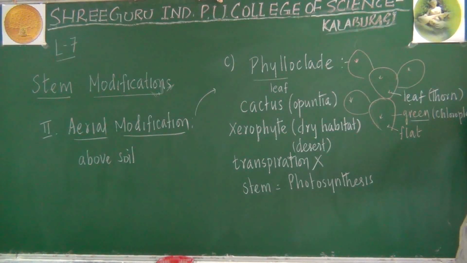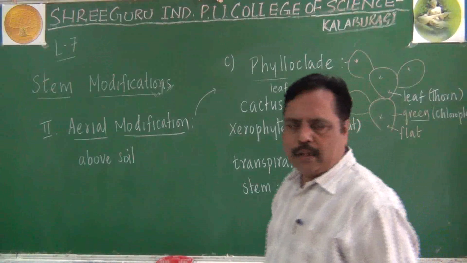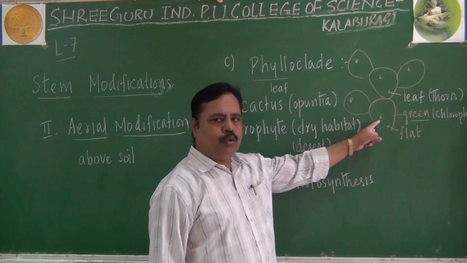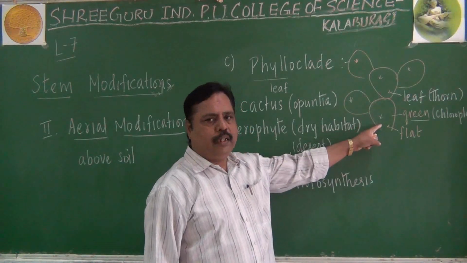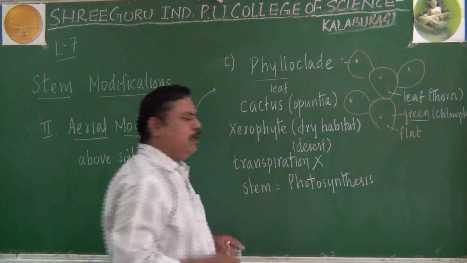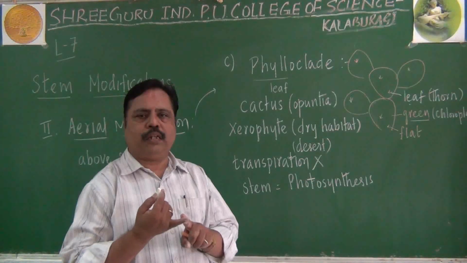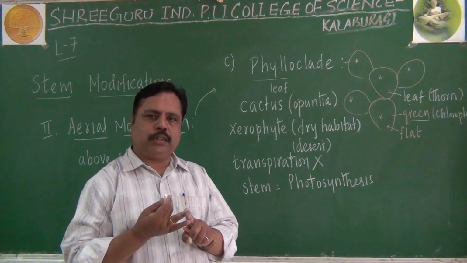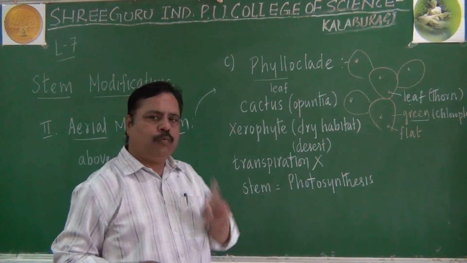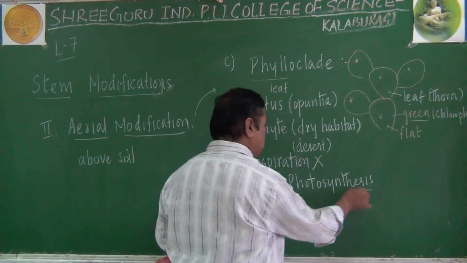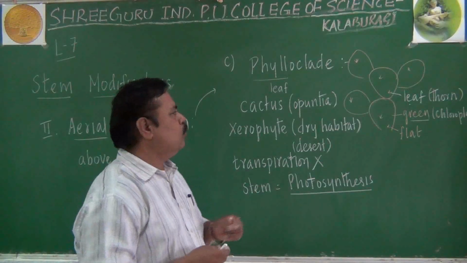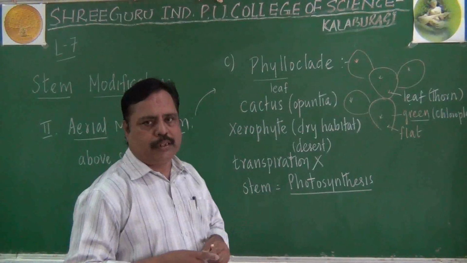Chloroplasts are found in the leaves only. But in Opuntia-like plants, even the stem can contain chloroplast. They will become green in color. They will undergo photosynthesis. So remember, tendrils are meant for support. Thorns are meant for protection. Whereas phylloclad is meant for photosynthesis. What is the function of phylloclad? It is photosynthesis. So in 2 marks, you can write all these points.